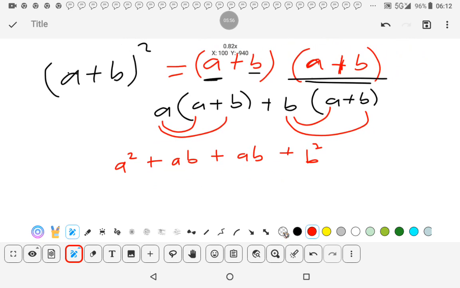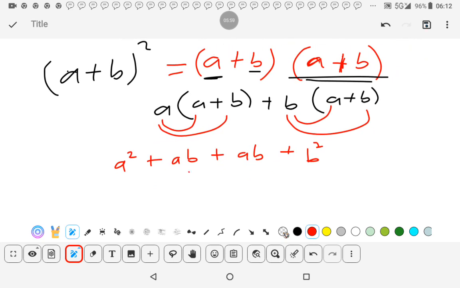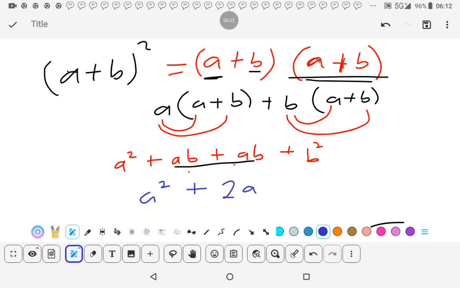So from here now, you can see that you have ab appearing twice, so that means you can add them. So this will now be a square plus, if you're adding them, ab plus ab, it will give you 2ab, plus b squared. So this is the expanded form of it. So this is how you expand.